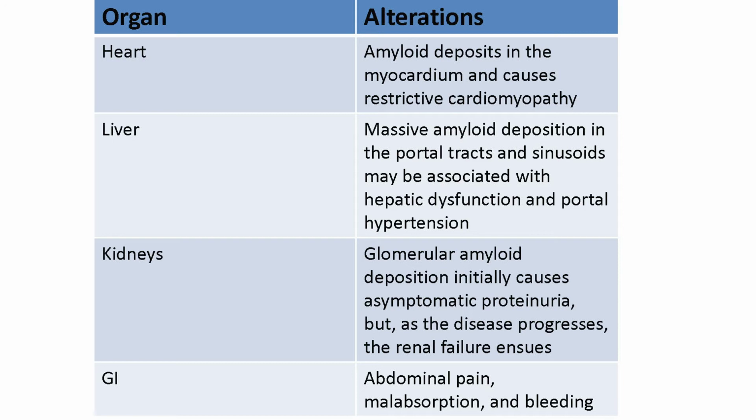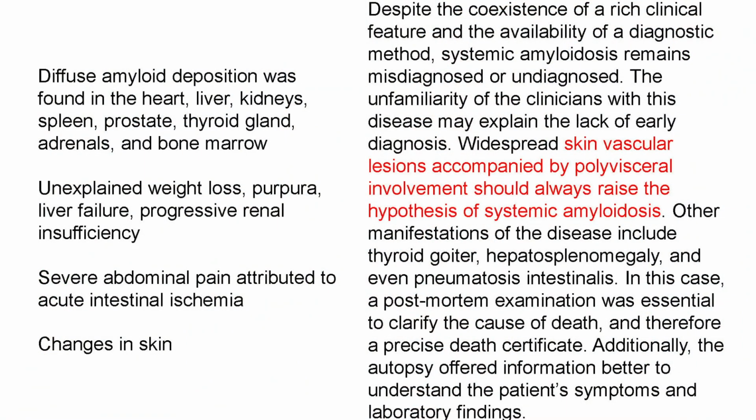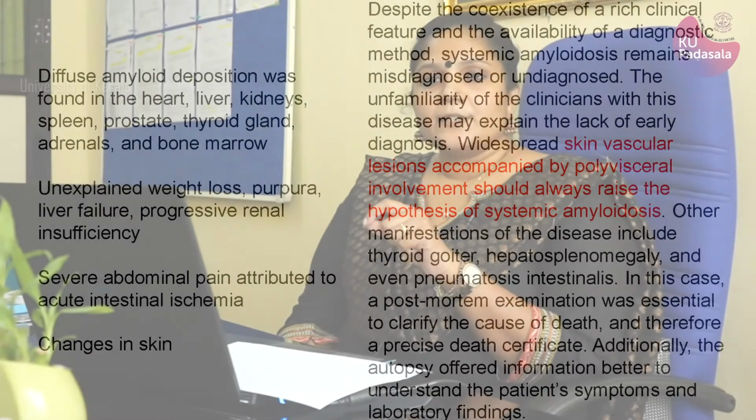But the authors also state that despite the coexistence of a rich clinical feature and availability of a diagnostic method, this particular case of amyloidosis was confirmed only after the death of the patient. The patient had multiple organ failure and different issues like unexplained weight loss, liver failure, and progressive renal insufficiency, yet this disorder was not identified. It was only after the death of the patient that autopsy revealed that all these organs had extensive amyloids in them.